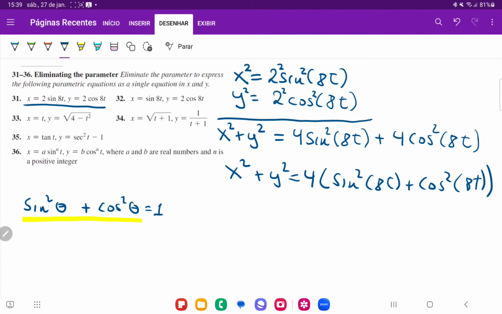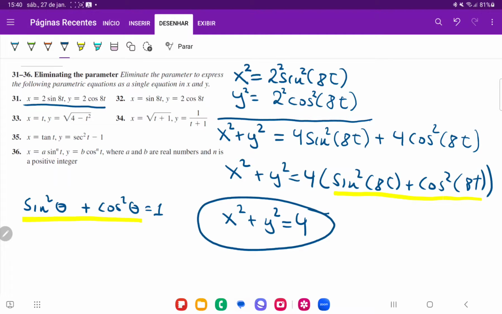And once we're here, we can apply the identity, because the identity just says, hey, if you have the square of sine of whatever angle plus the square of the cosine of that same angle, that's just equal to 1. So we're going to rewrite this as x squared plus y squared is equal to 4 times 1, which is just 4. So this over here is our equation. And the description of this is just a circle with radius 2.